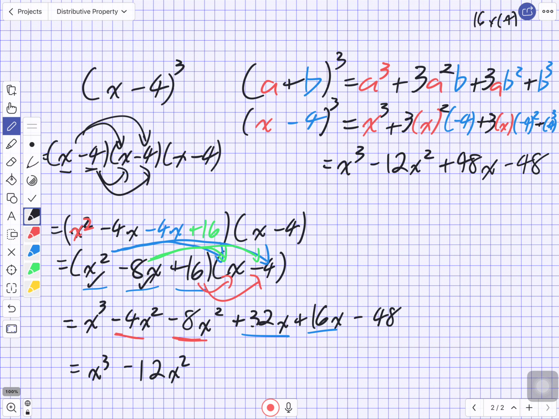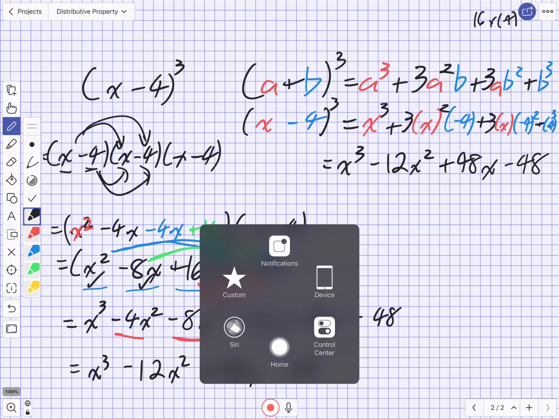x squared. 32 and 16, 48x. Yeah, that's 48x and negative 48. So we ended up at the same answer, okay?